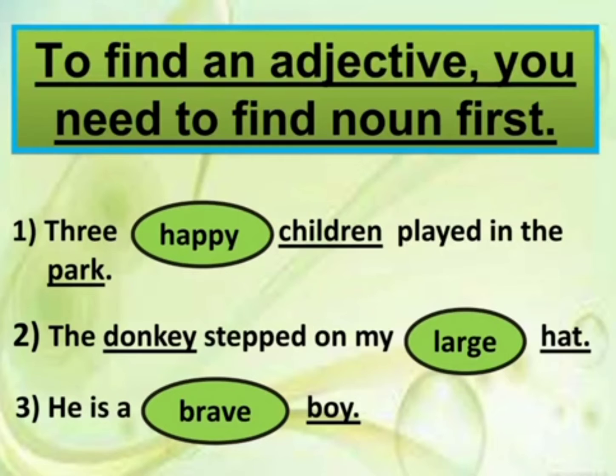Again, in the next example, the donkey stepped on my large hat. We have 2 nouns in this also, donkey and hat. But only the noun hat is described as large. So large is an adjective. Next example, he is a brave boy. What is the noun in this sentence? Boy. And how is the noun boy being described? He is described as brave. So brave is an adjective.